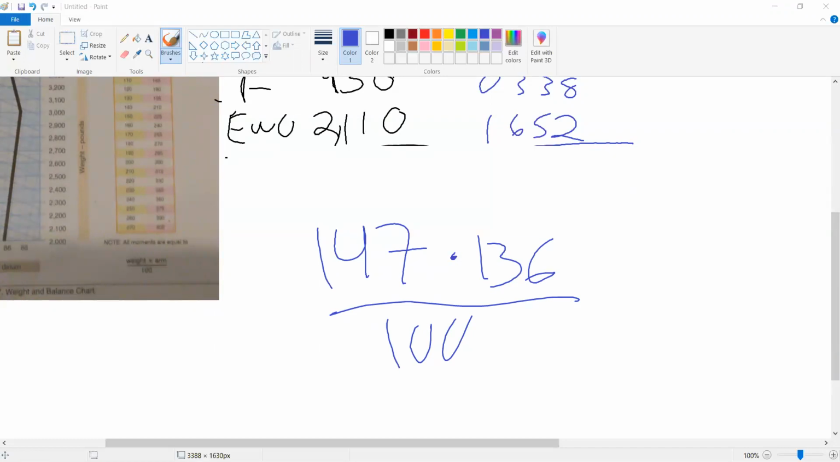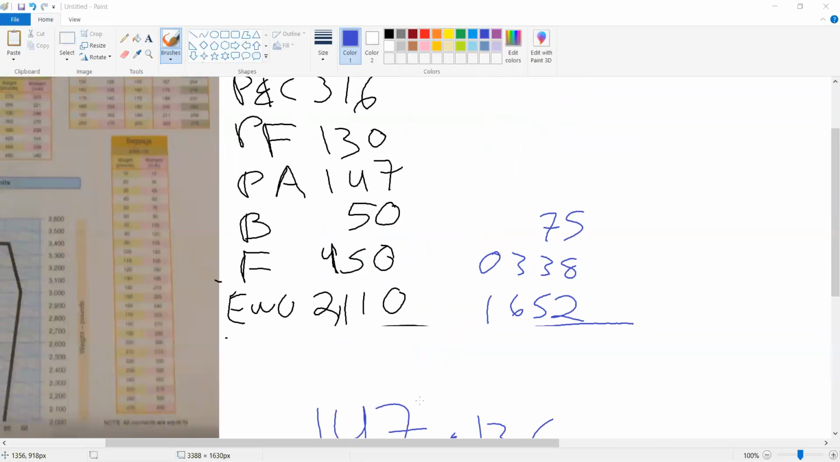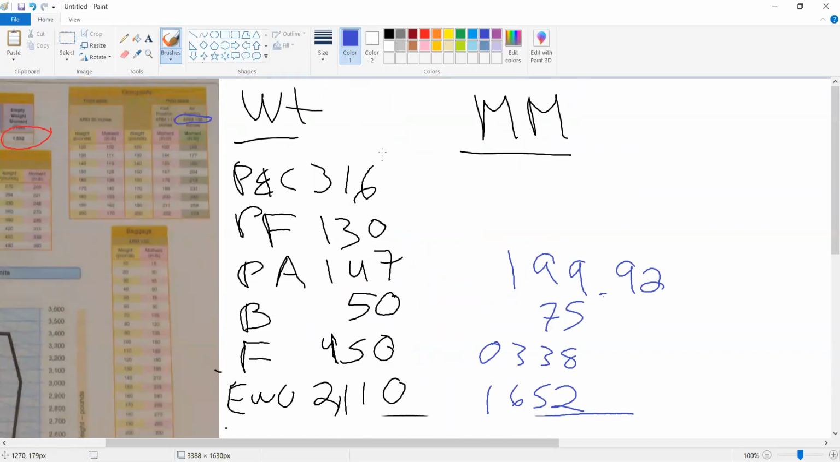Okay, that's 199.92, and that falls in line in between. All right, so that is 199.92. All right, so next is forward.